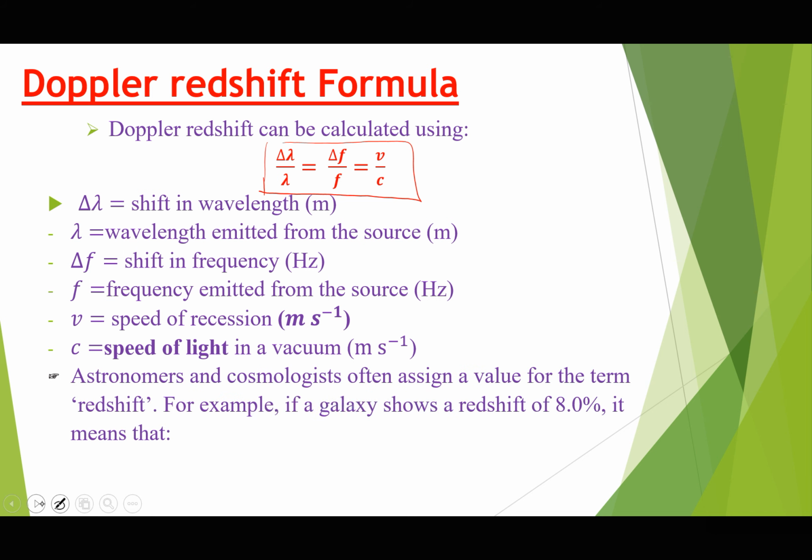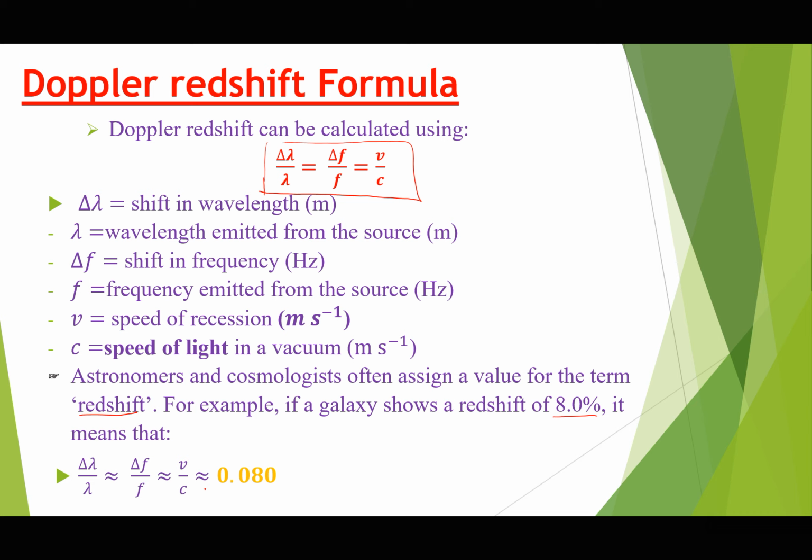So astronomers and cosmologists often assign a value for the term redshift. For example, if a galaxy shows a redshift of 8%, what does that mean? This means that the ratio delta lambda over lambda, or delta f over f, or v over c is actually 8%, which is the same as 0.08. So that is what we call the redshift.